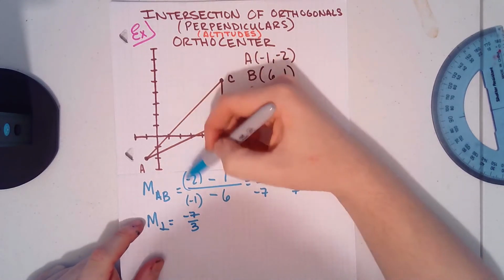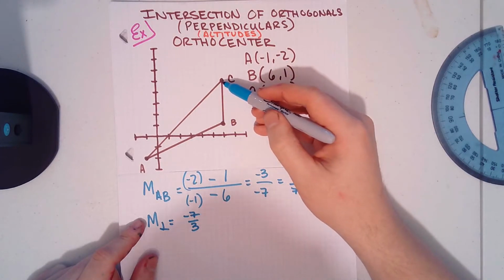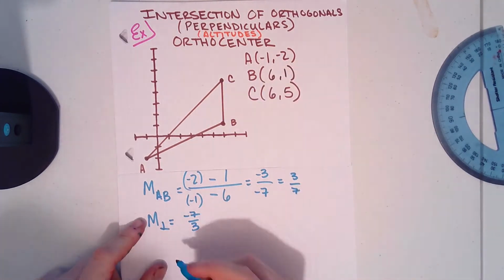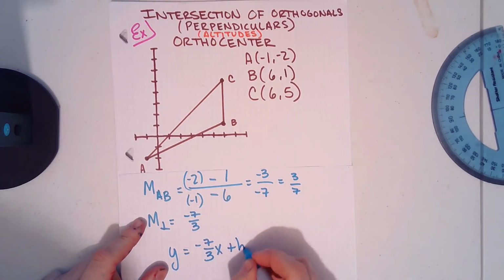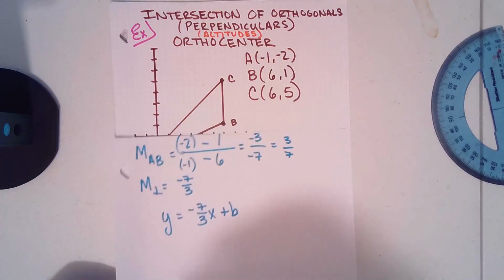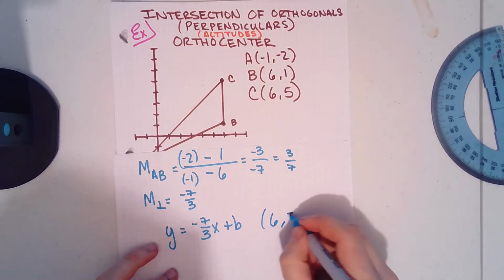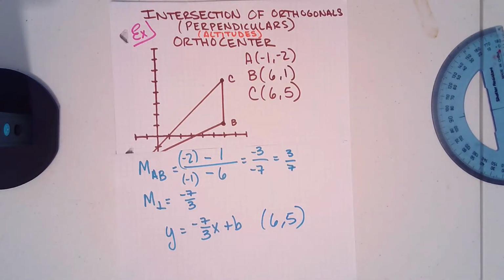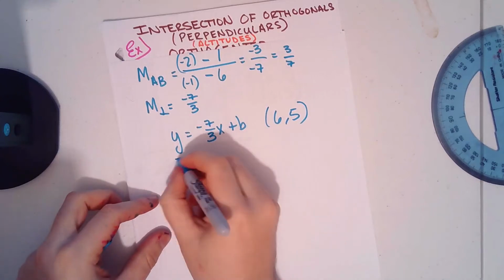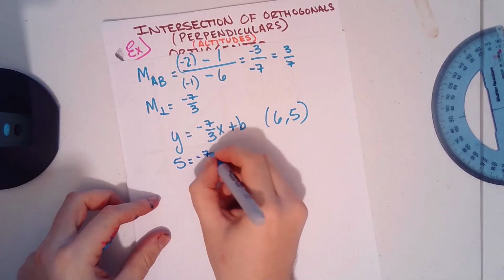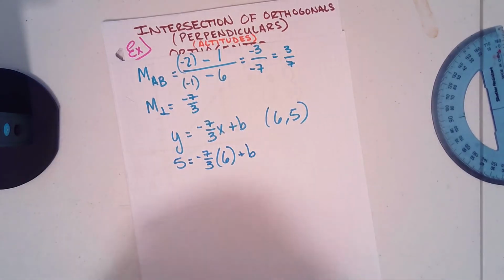Now, there are lots of lines that hit this at a 90-degree angle. We want the line that also hits at a 90-degree angle and goes through this vertex. So we want an equation that looks like this and also hits this point, C. So it also hits 6, 5. So what we do is we take those points and we plug them in to our equation and solve for B. So 5 was y, and x was 6, and B is what we're solving for.